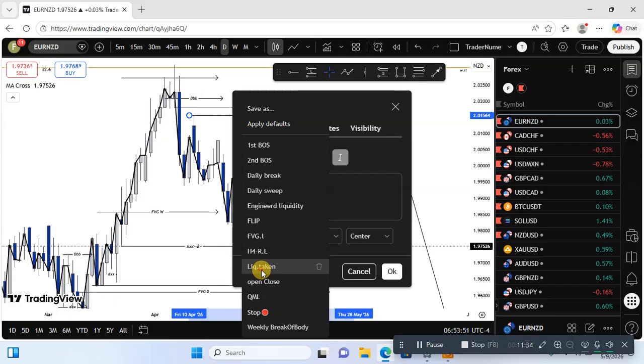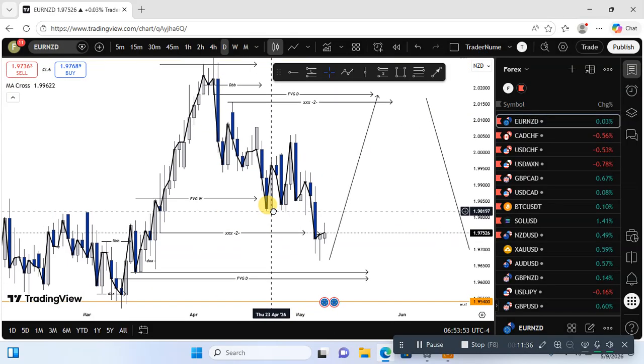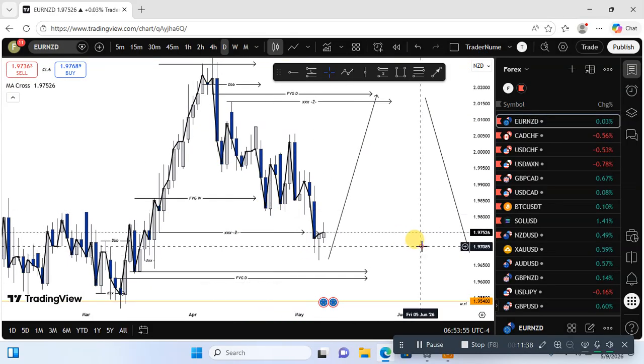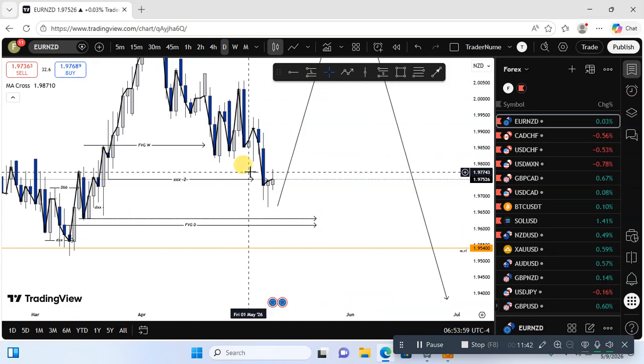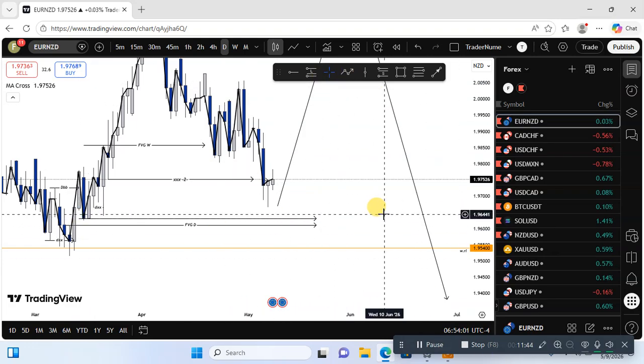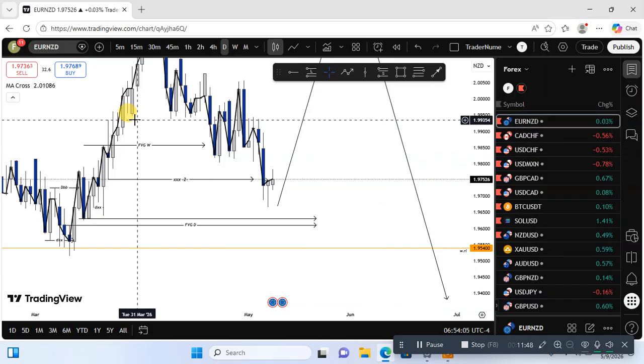See how everything is being structured. You see how everything is being targeted. So mind you, we are looking at buy to sell. That's our bias for Euro NZD. Now we're going to move to the 4 hours. The 4 hours is where we now enter.